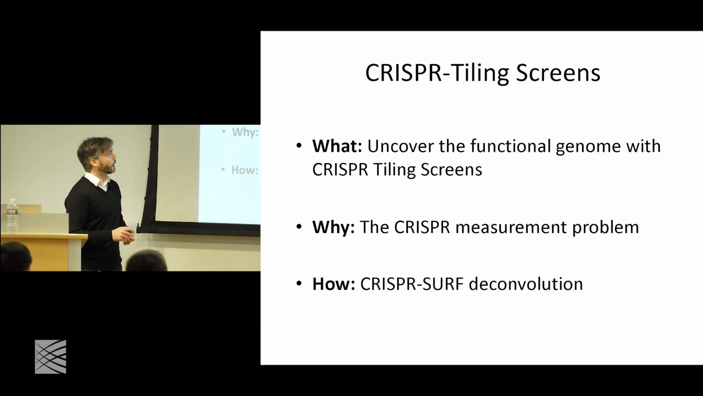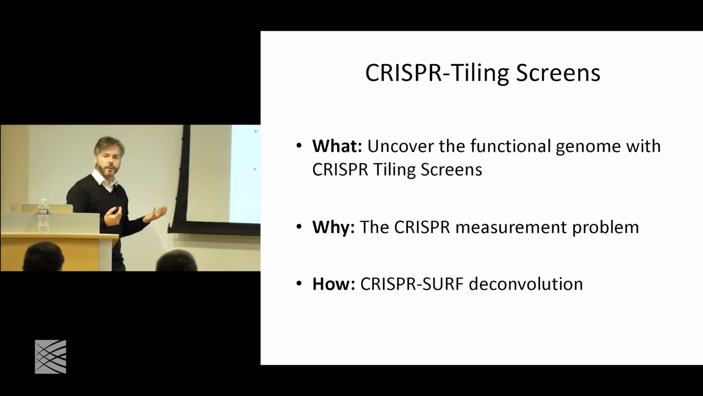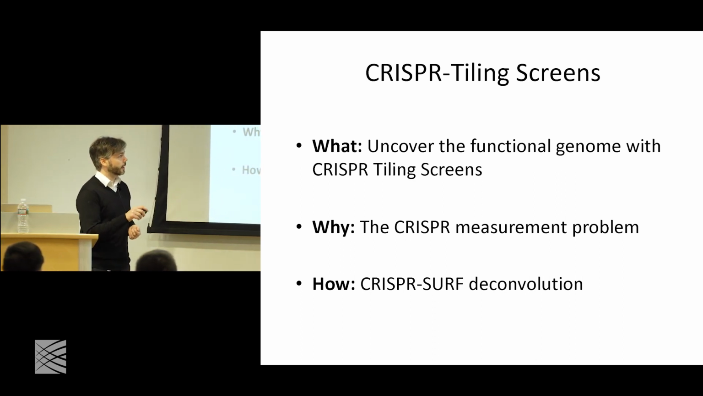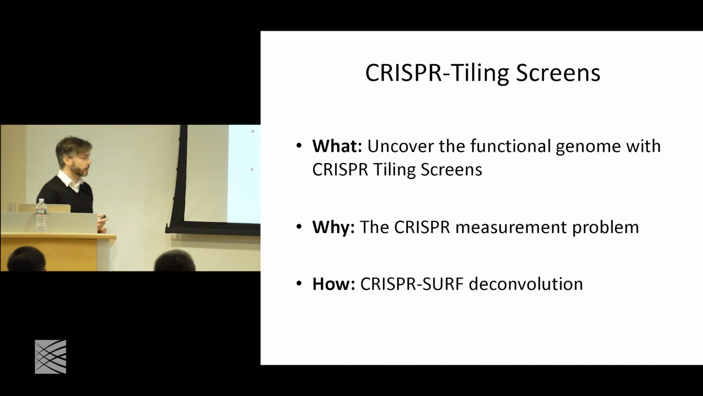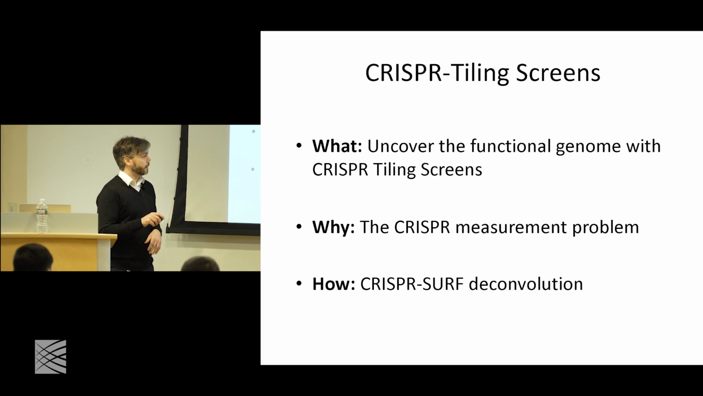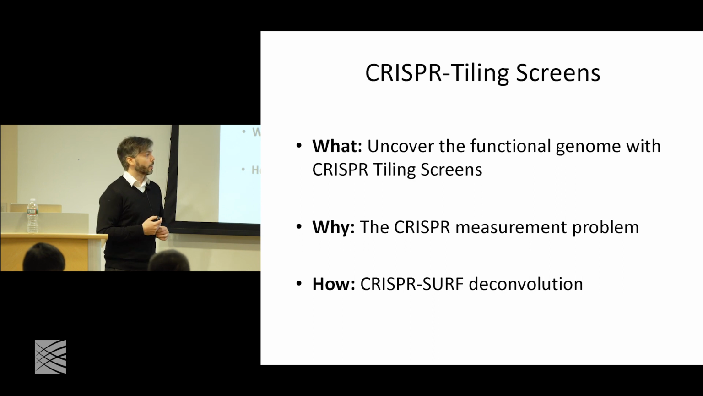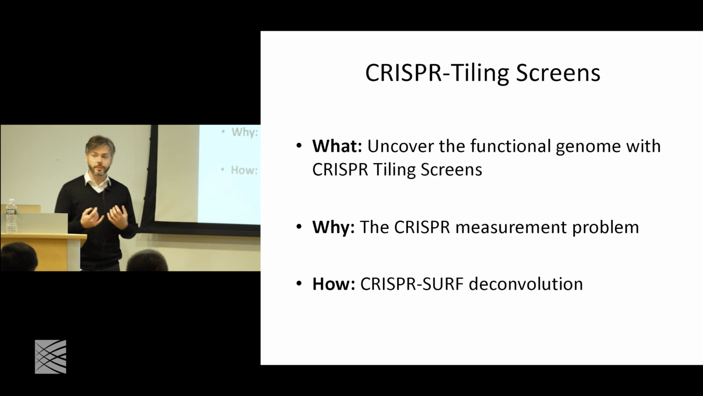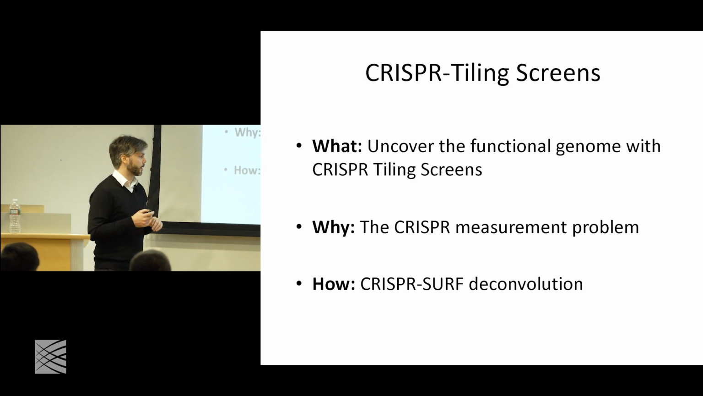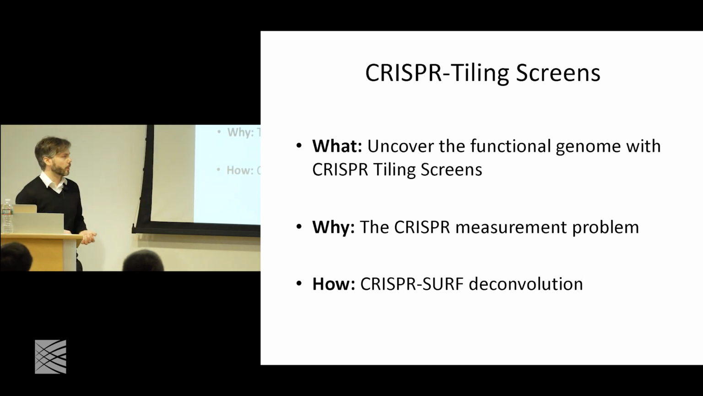So with CRISPR tiling screen, there are three points. The first is what we are trying to do: we want to uncover the functional genome, and we will use tiling perturbation. The reason we need methods is that, as John will show you, we have a CRISPR measurement problem. What you measure is not perfect. There are some distortions that you will observe, and you need to correct for that. And we solve this problem using a deconvolution framework.